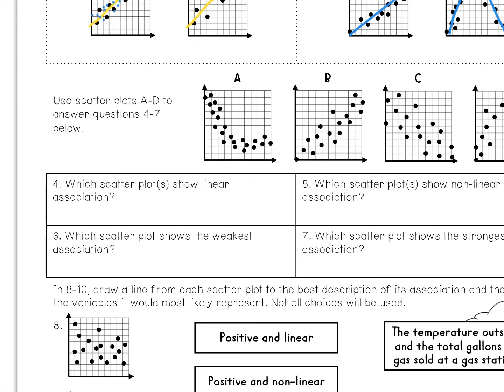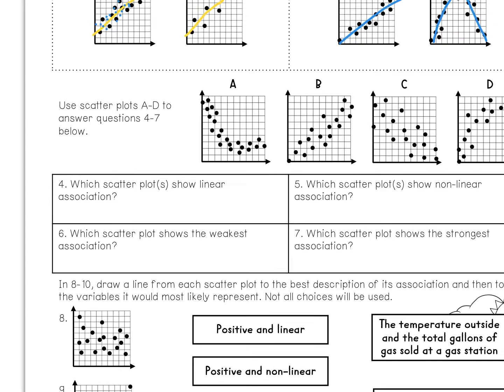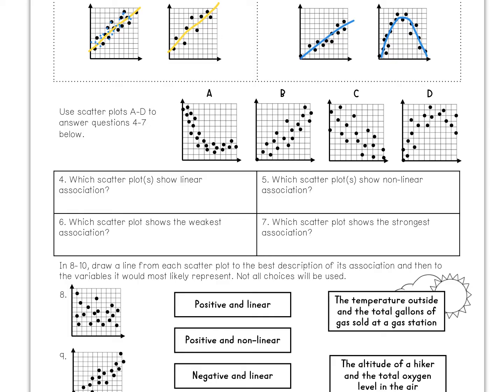Okay, so I want you to do 4, 5, 6, 7, and try to answer those questions. So which one shows a linear association? And you can use A, B, C, D more than once.